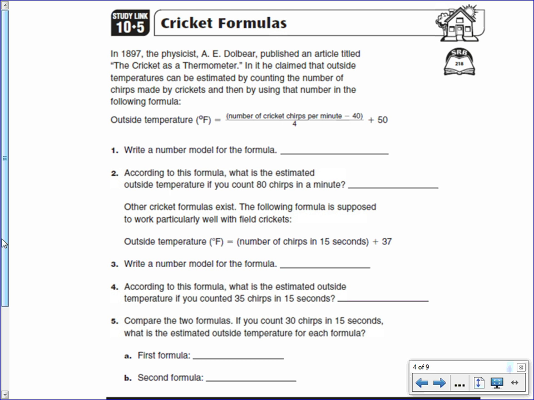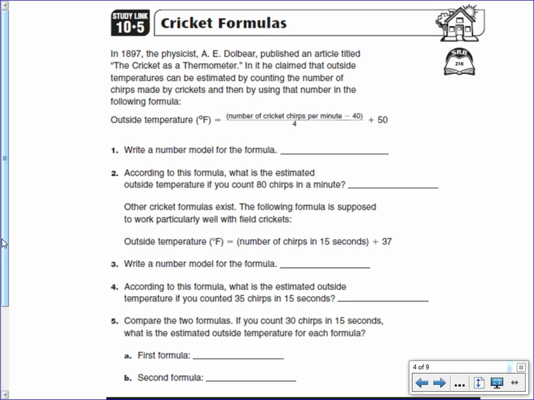And he decided that the outside temperature, so the degrees in Fahrenheit, would equal the number of chirps per minute minus 40 divided by 4 and then add 50. And if he could count the number of chirps that those crickets made in a minute and use that equation, he could tell you the temperature outside without a thermometer. Pretty smart guy for that long ago.